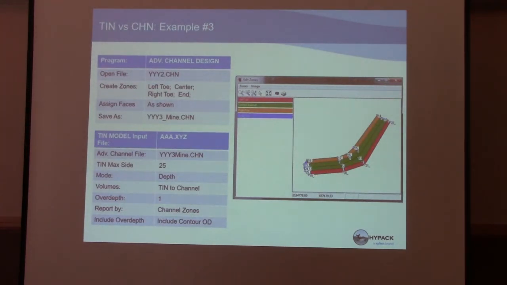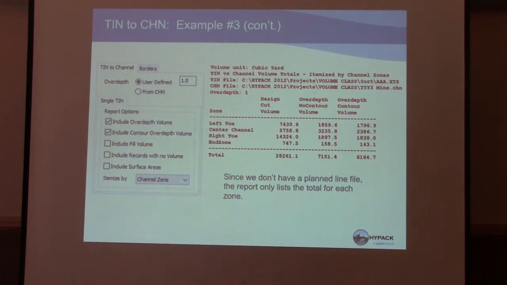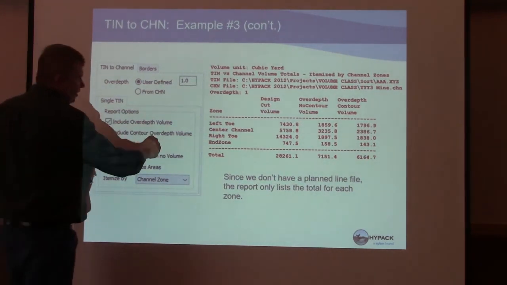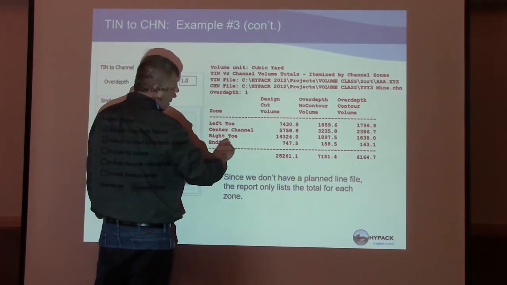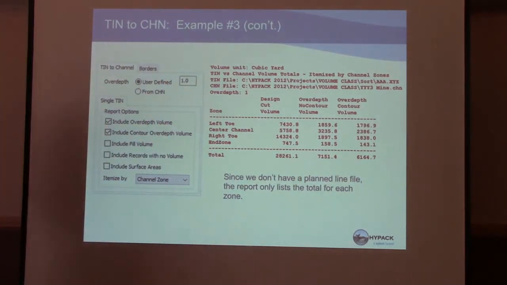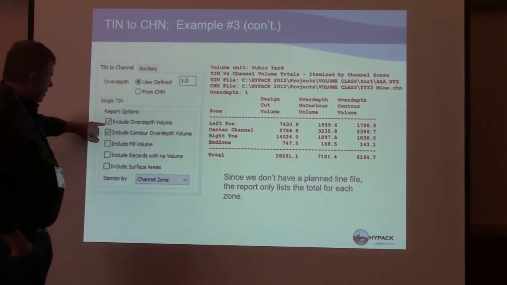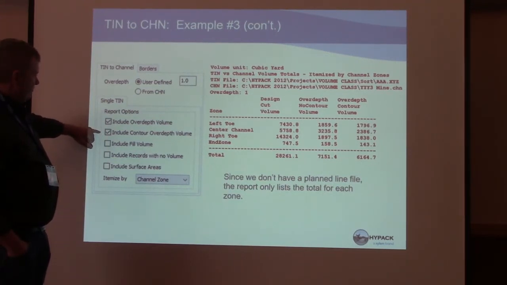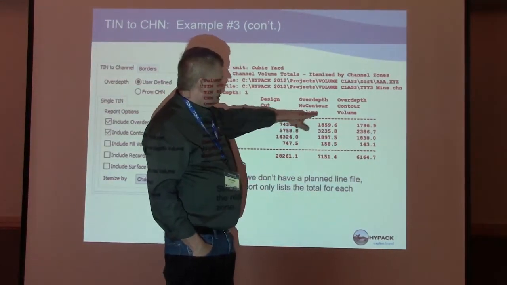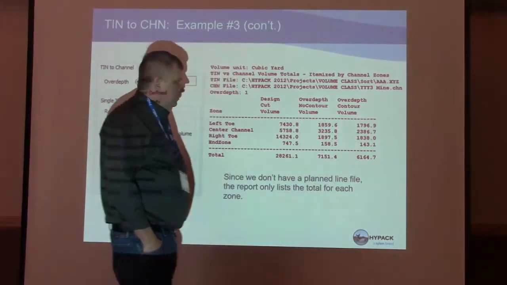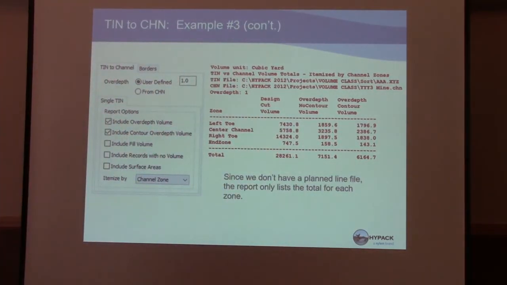So when we do this volume, they ran the volume with these files, and we told it what zones we wanted. Include over depth and contour over depth volume. So we have cut, no contour, and contour over depth, left toe, center, right, end zone. Tin versus channel, we're able to tell it that we want contour, over depth volume, include over depth volume. So this is the no contour, this is the contour difference. You can see there's about 80 cubic yards difference based on the contour over depth. It tells you what the difference would have been. But this is what using advanced channel design would give you for your contours, for your zones.